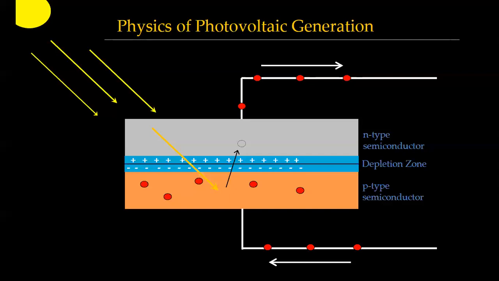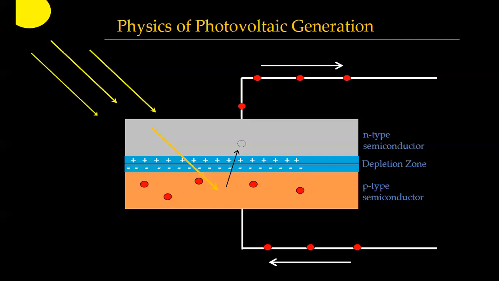Because of this potential difference, electrons flow through the external circuit if the PV cell is connected externally through a conductor. Then current flows through the circuit, and each cell gives approximately 0.5 volt. This is the basic principle of the photovoltaic cell.